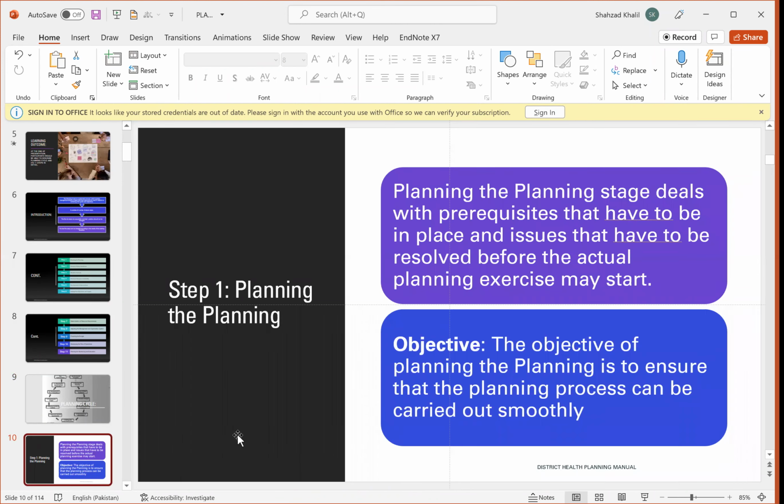Number 1, planning the planning. This stage deals with prerequisites that have to be in place and issues that have to be resolved before the actual planning exercise may start. Objective: the objective of this is to ensure that the planning process can be carried out smoothly.